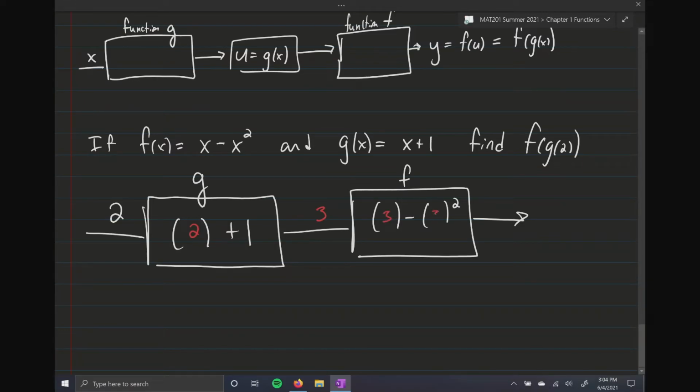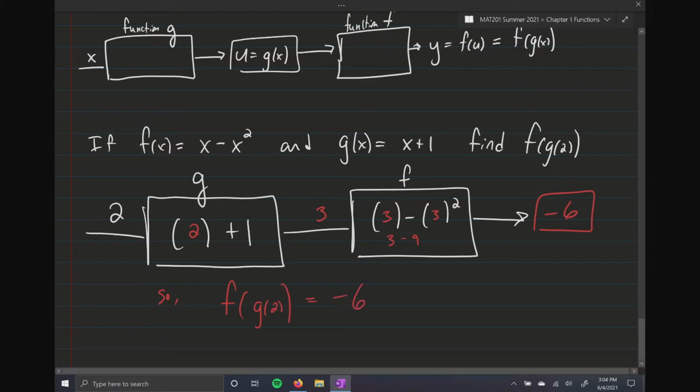And it'll substitute a 3 in for each variable. We know we need to evaluate the exponent first. So we're going to get 3 minus 9. And 3 minus 9 is negative 6. So f of g of 2 equals negative 6. That's exactly how compositional functions work. Okay?